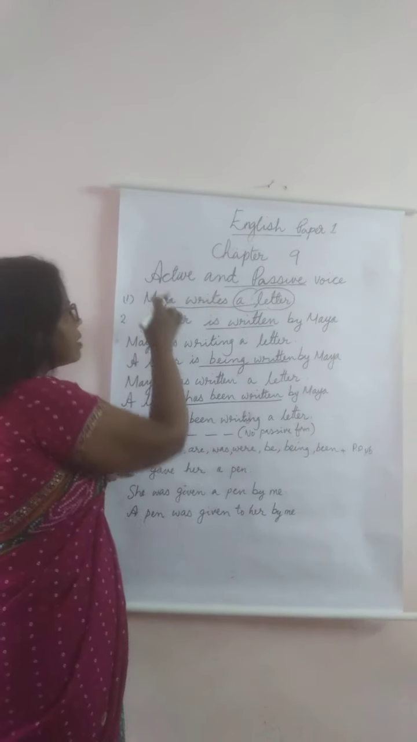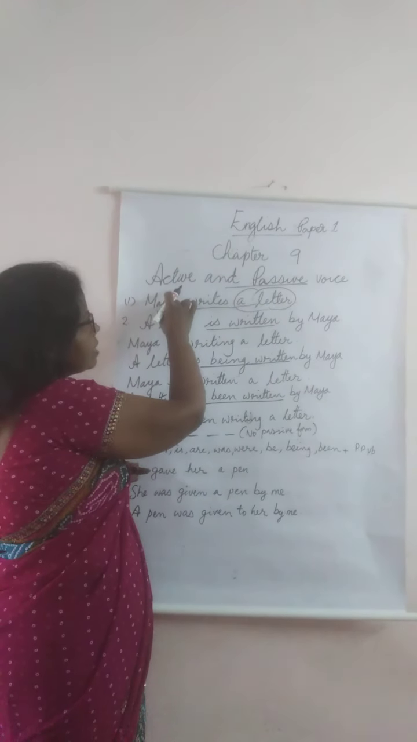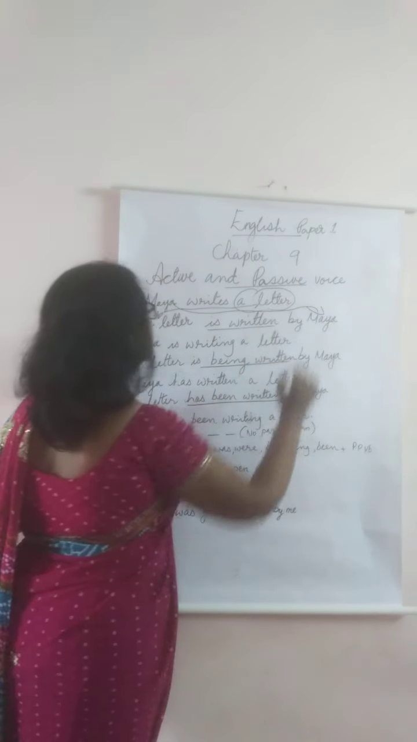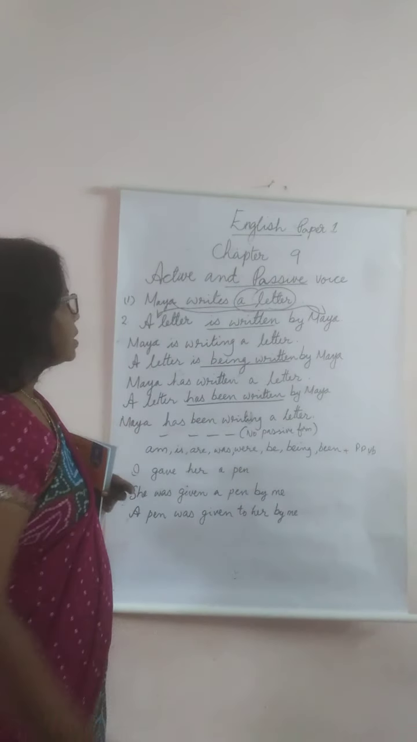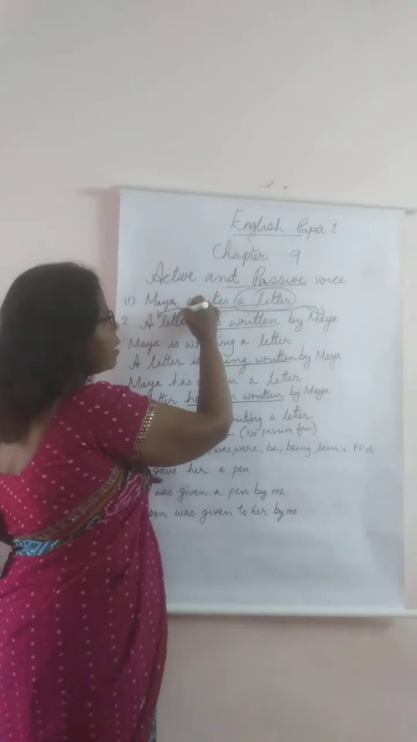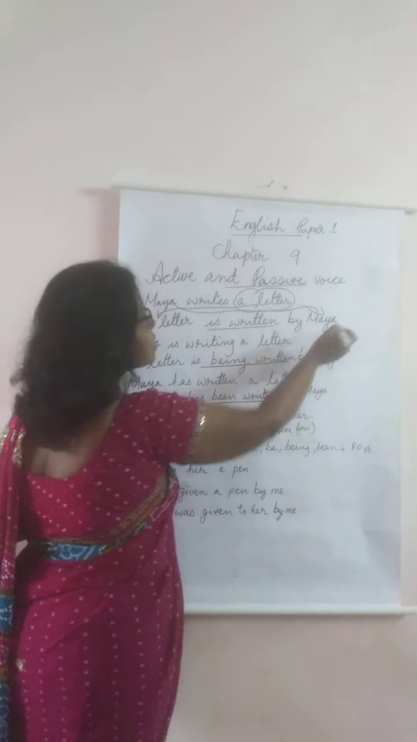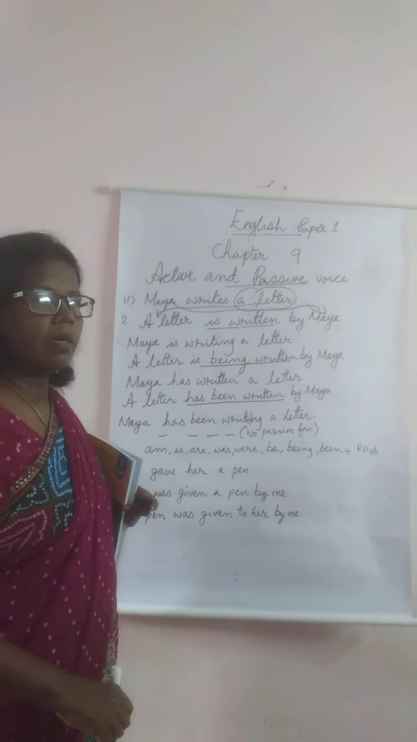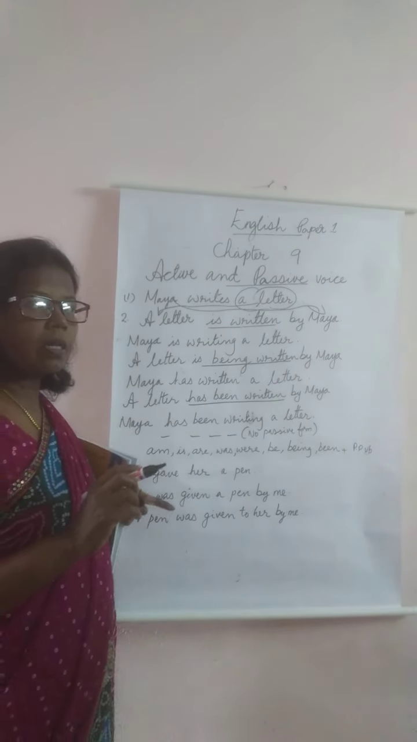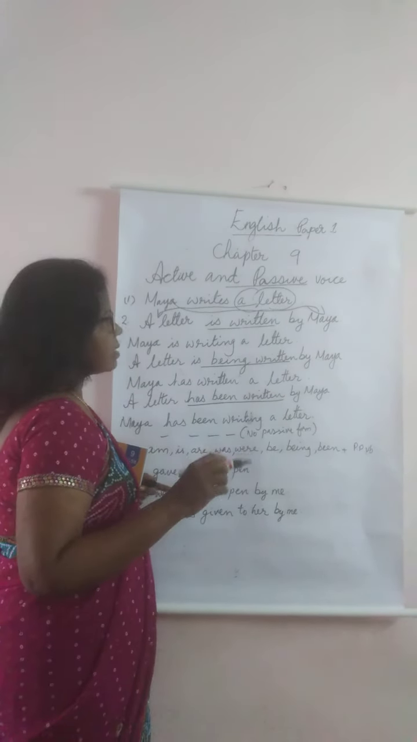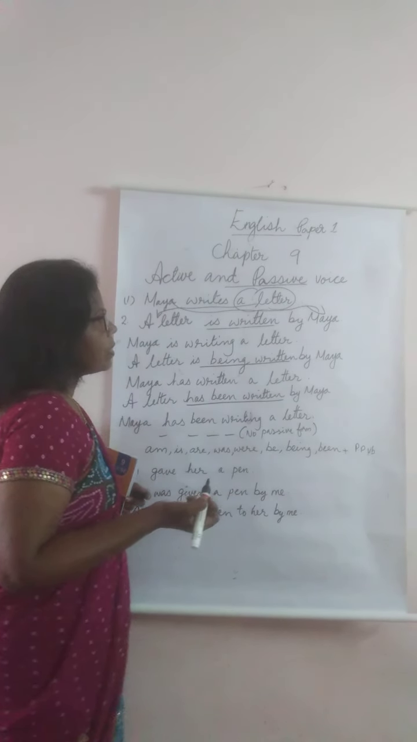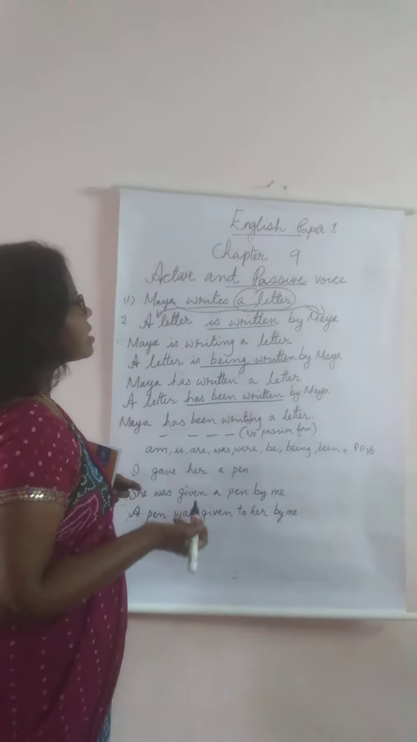And then here, the subject came to the object column here. See, Maya. This is the subject of the active voice, and now this subject had become the object of the passive voice. And that is the first step you have to do when you are asked to change a sentence from active to passive.